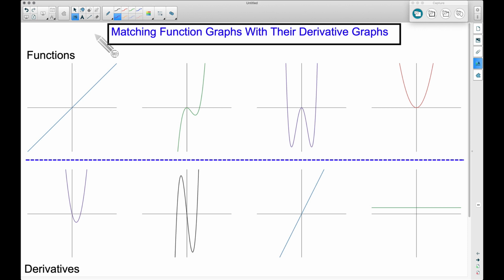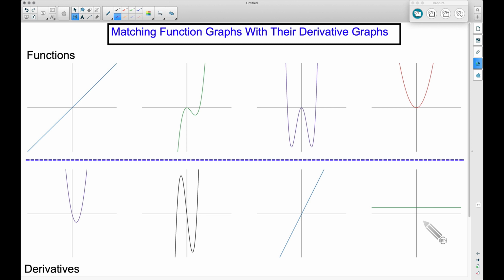Alright, in this video we're going to match some function graphs with their derivative graphs. The four graphs that you see across the top are going to be our functions, and then these four graphs across the bottom are going to be the derivatives of those functions. We want to match these up.